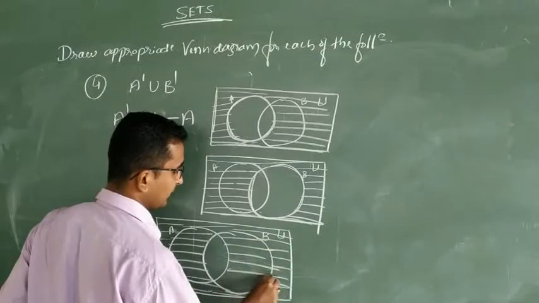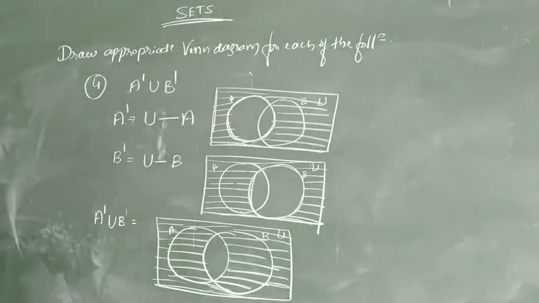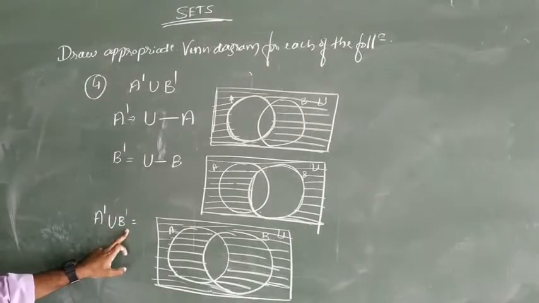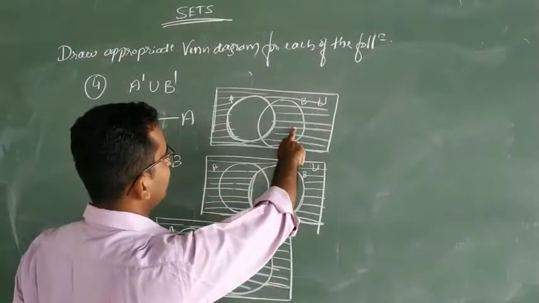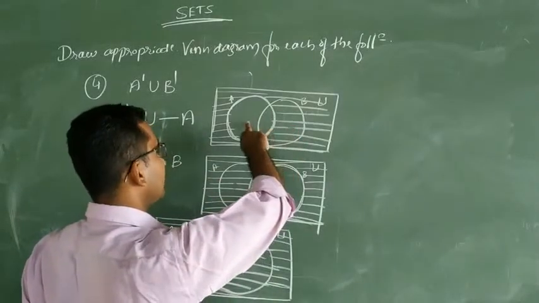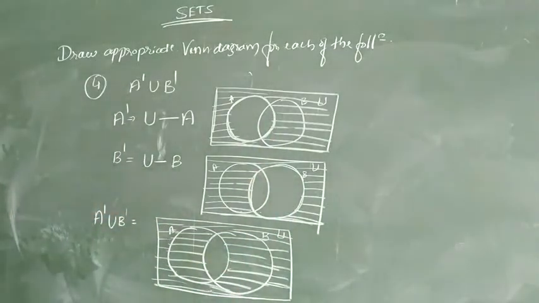This is the same diagram as well. A intersection B dash, so that is nothing but A dash union B dash. So if we take the union, the elements which are present in A dash as well as in B dash, or in both, that is nothing but A dash union B dash. Okay, so this is about the Venn diagram.